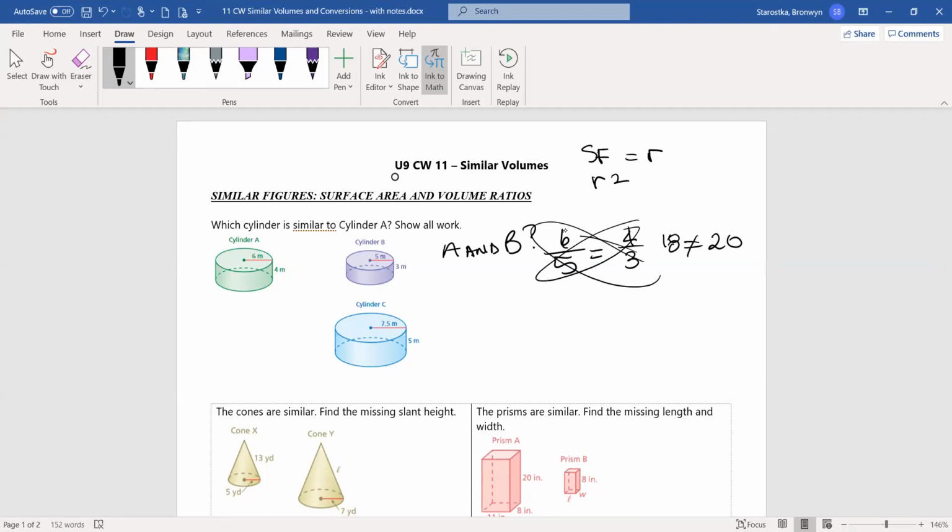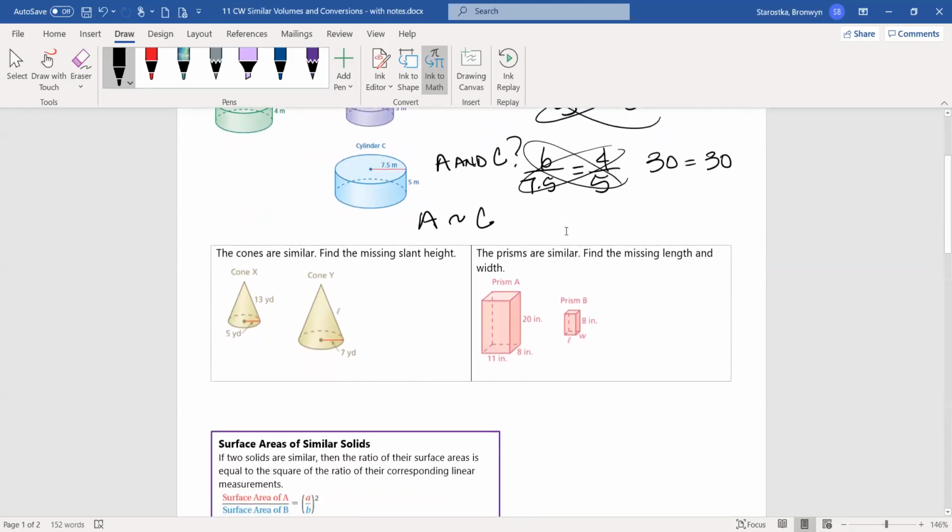So let's check A and C. Radius to radius. Height to height. This time it's a 5. Doing the cross product, we see that 30 equals 30. So we know that A is similar to C. Same scale factor, lengths are proportional.